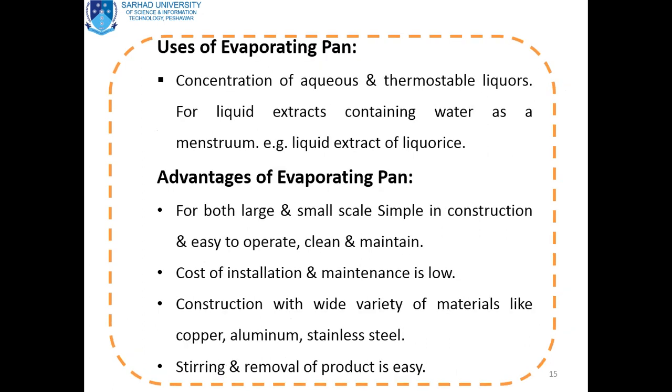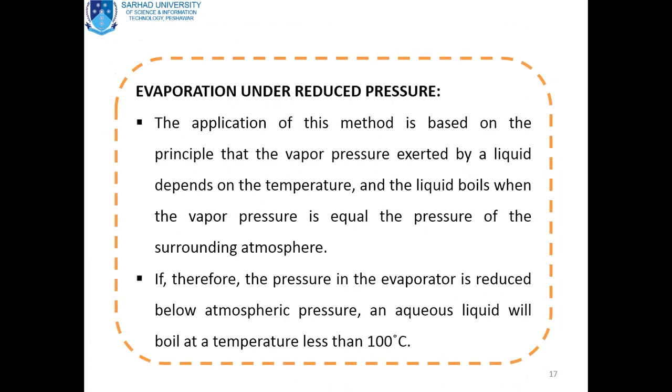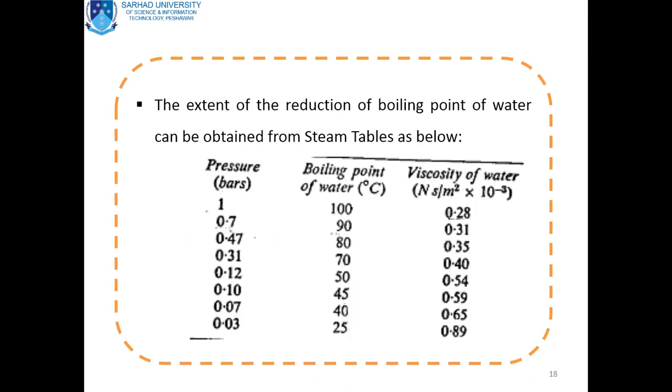And then we have discussed the uses of the evaporating pan, advantages of the evaporating pan, and disadvantages. And finally we have discussed the operation under reduced pressure, and if we reduce the pressure, what will be the effect on the boiling point. We have explained in detail the extent of reduction of the boiling point of water that can be obtained. This is one of the tables regarding the reduction in pressure and its effect on the boiling point of water.